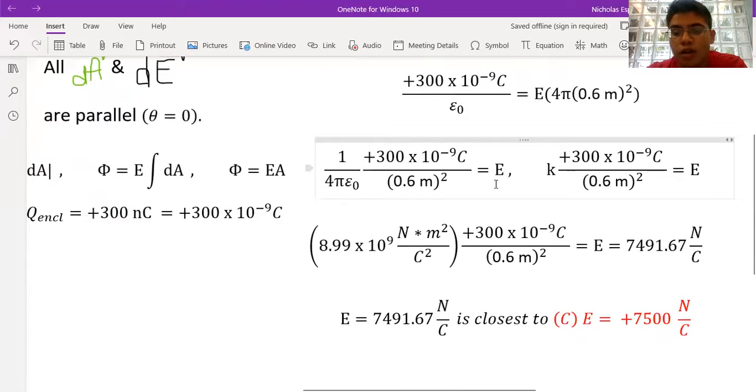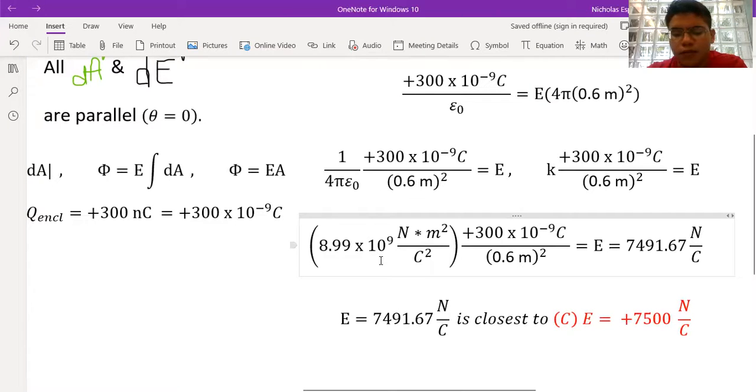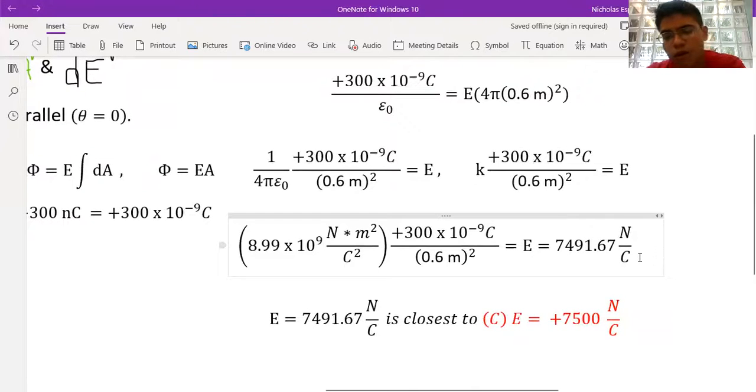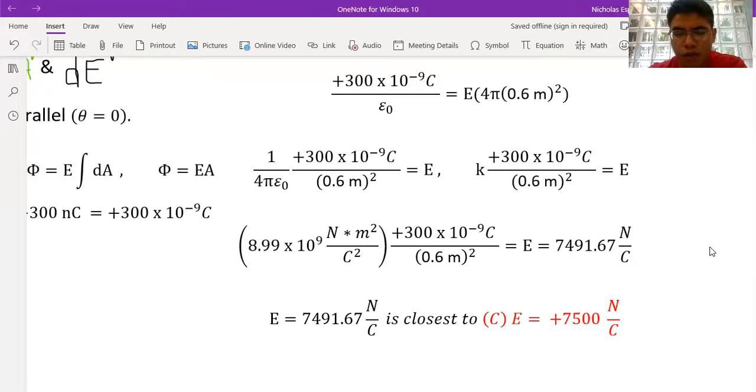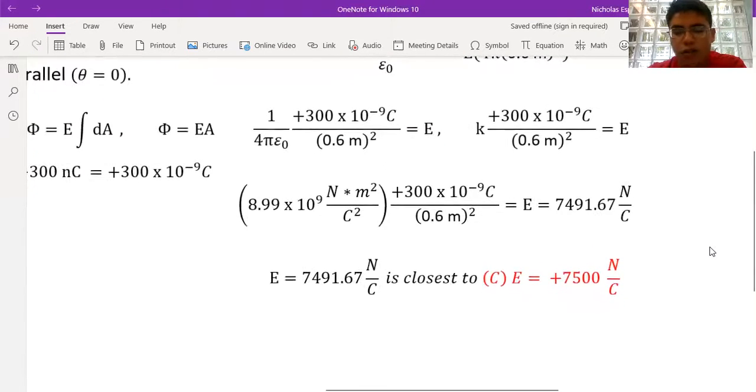They gave us K. It's 8.99 times 10 to the 9 newtons times meters squared over coulombs squared. One of the coulombs is going to cancel, the meters squared is going to cancel, and we're left with newtons per coulomb. That is the unit for electrical field, so we know we're in the right direction. When you compute all of this math, it's 7,491.67 newtons per coulomb. And it just asks us which is closest. Answer choice C is positive 7,500 newtons per coulomb. And through the use of Gauss's law and Gaussian surfaces, we're able to find that answer. Thank you.